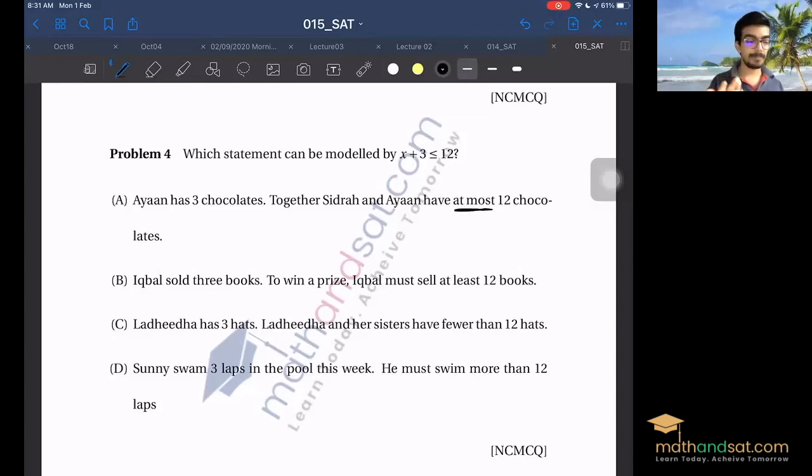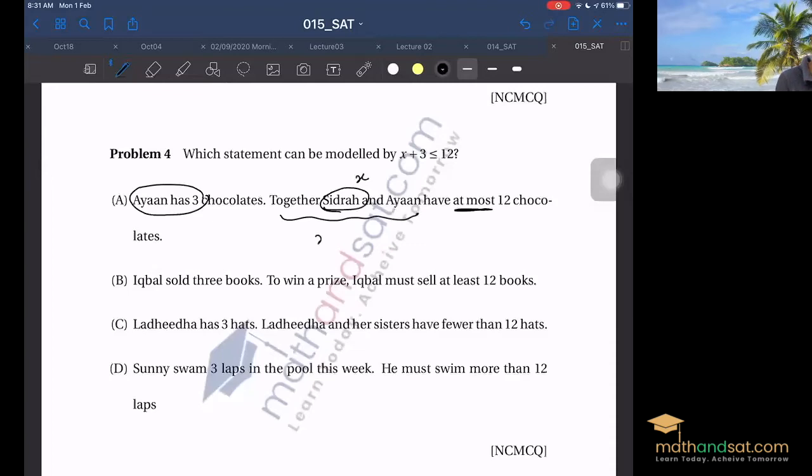The maximum. Okay. So if Ayan has 3 chocolates, suppose Sidra has say X number of chocolates, together how many chocolates do they have? They have X plus 3 chocolates.